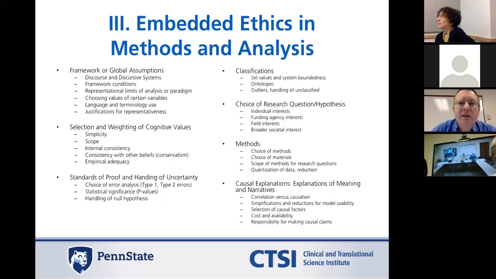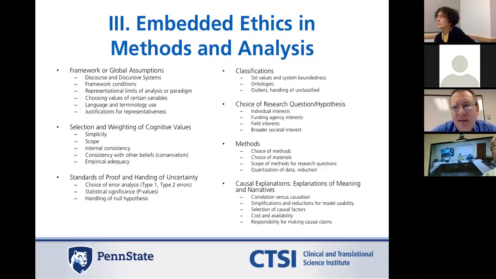And then embedded ethics, again getting into framework and global assumptions that are sometimes encased in the language of the field, the choice of framework conditions, what we consider to be the representational limits of our paradigm, how we choose values for certain variables and how we justify the choice of those variables. Again, language and terminology use. And one of the things I think is particularly interesting, and we'll see this in today's case too, is the justification for representativeness of the data to the phenomenon one is trying to say exists. So how far do we need to go, or have we acknowledged how far we can go and how far we yet need to go?